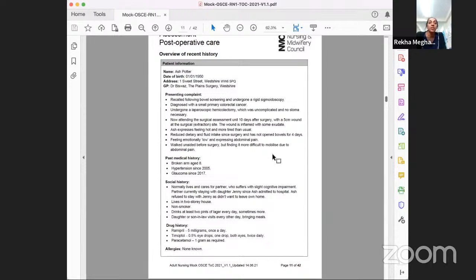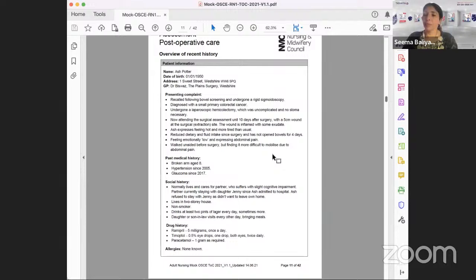May I confirm your date of birth as well, please? Yeah, it's 1st of January 1950. Do you have any allergies? No, I'm not allergic to anything. Can I check your wristband and documentation as well, please? Yes, you can. Yes, I can see here you are wearing a white band, so there are no allergies.